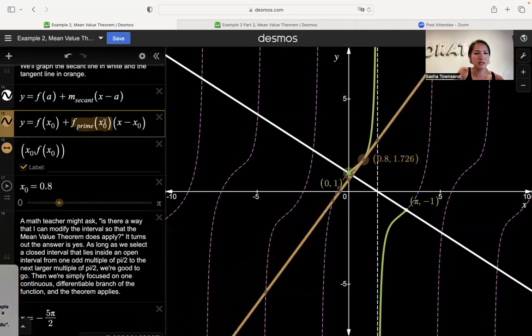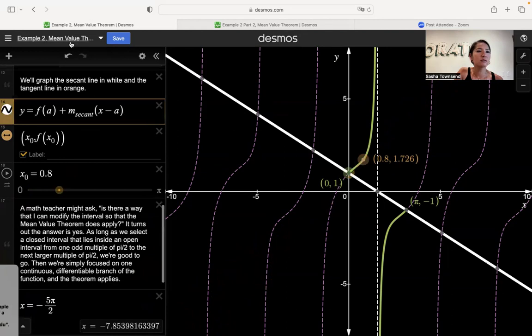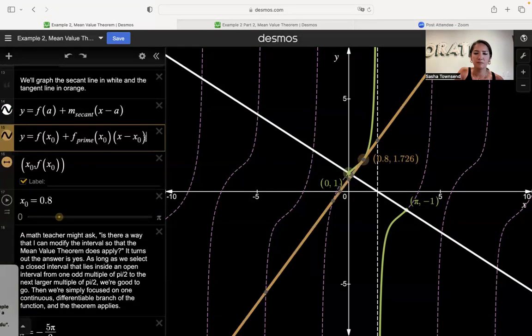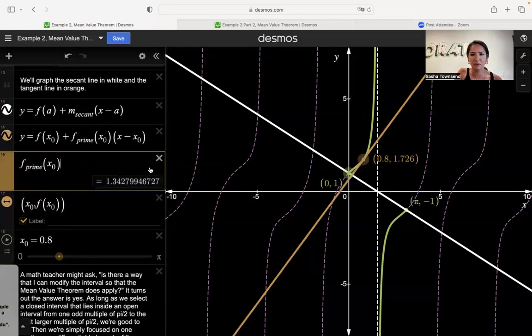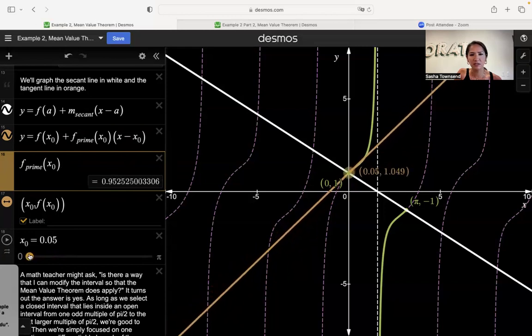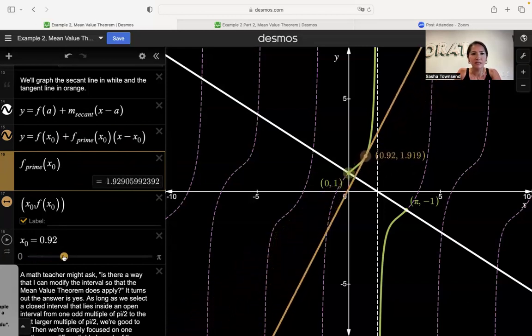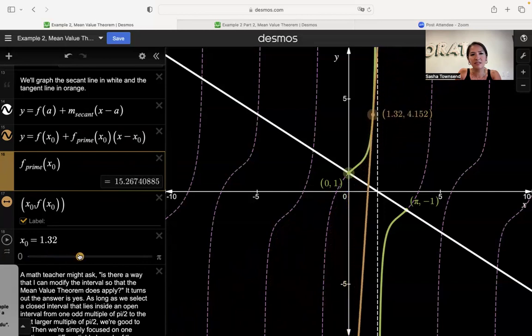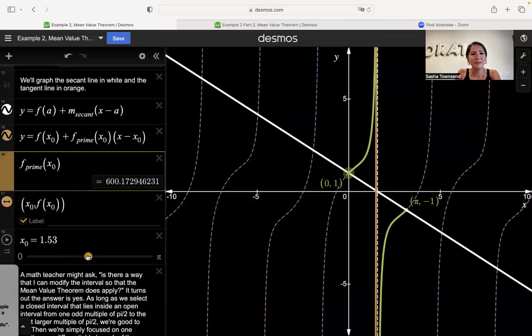Actually, it would be easier to see that they're positive if we undo that. Just have Desmos evaluate the slope for us. So this is the slope at x equals x naught. And as we increase x from 0 to pi, that slope is just getting increasingly positive. It gets more and more positive as we approach pi over 2. The slope is 600 when x equals 1.53, which is very close to pi over 2, because pi over 2 is about 3.14 divided by 2, right? So that's very, very large.